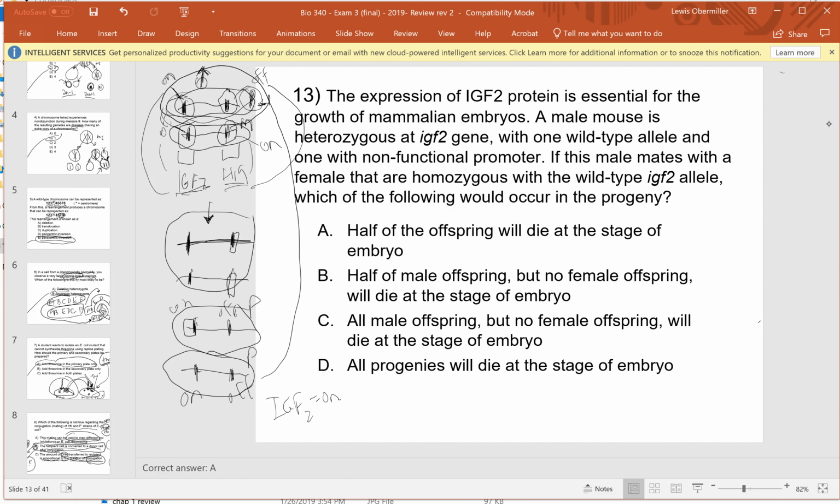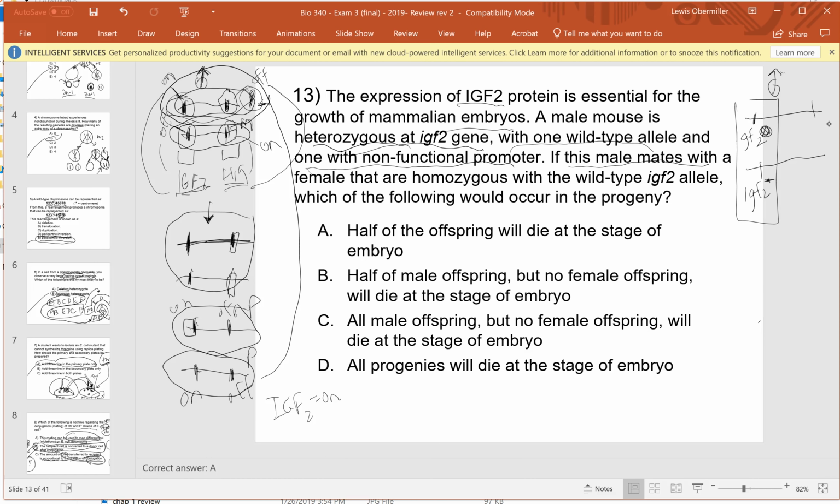Let's go to this. So we have IGF-2 is essential for mammalian embryos. We know that it has to be on. A male mouse is heterozygous at the IGF-2 gene, one wild type allele and one with a non-functional promoter. So we have a male mouse and it has one copy of IGF-2 that's broken. Let's look at X. The other copy of IGF2 is normal, right? So it's heterozygous for IGF2.